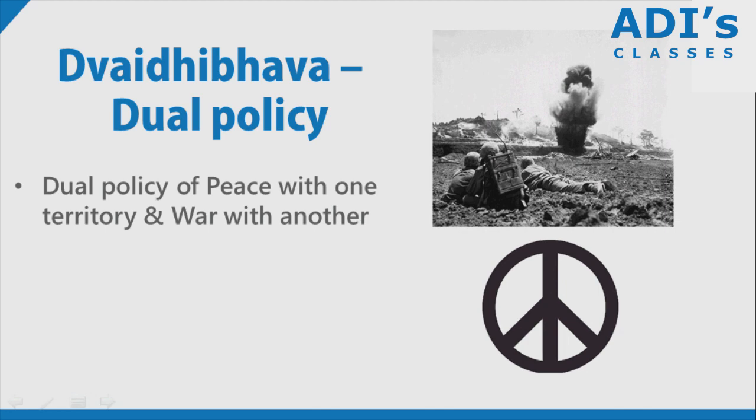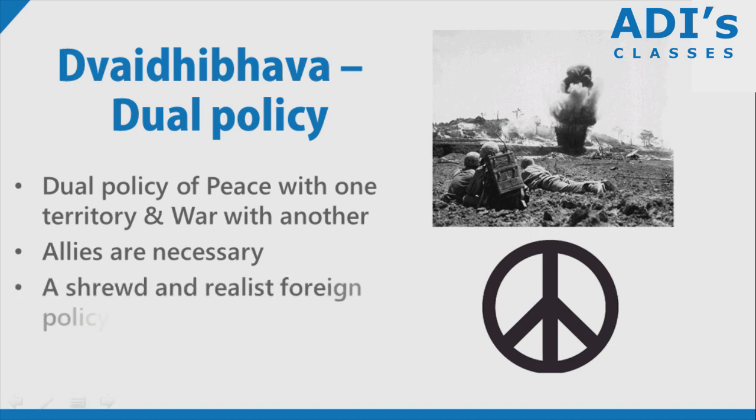Allies are necessary both to keep the enemy in check and to defeat the enemy when Vigraha and Yana are the chosen policies. Dvaidi Bhava is a shrewd and realist foreign policy tool. So these are the six-fold foreign policy tools that Kautilya gives to his king.